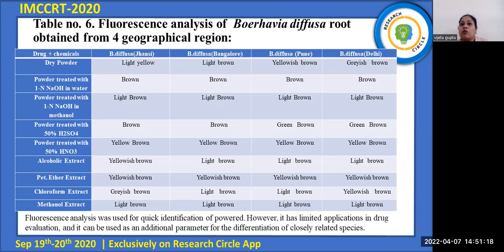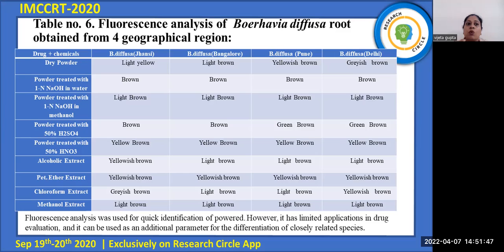Now, come to the fluorescence analysis of Borreria diffusa root. First of all, I have taken simple dry powder and viewed it in UV light, and a difference is there. In the Jhansi region, I see light yellow in color. Next is light brown, yellowish brown, and grayish brown. So I have taken some drug with one normal NaOH in water: brown color in all the samples.